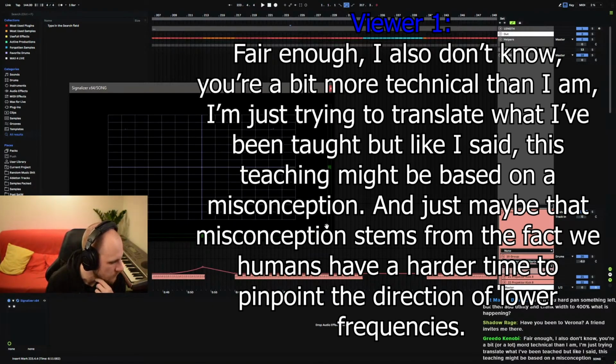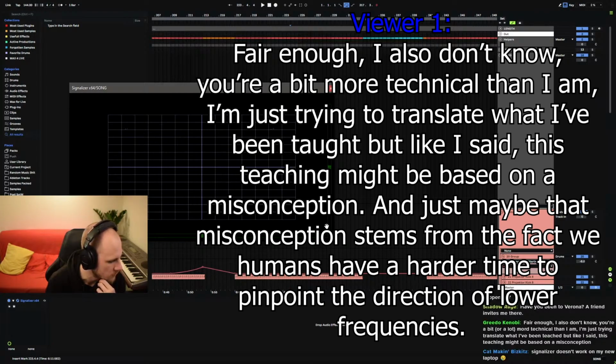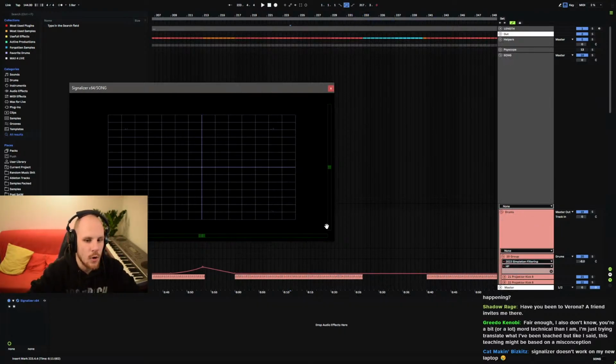Fair enough. I also don't know. You're a bit more technical than I am. I'm just trying to translate what I've been taught, but like I said, this teaching might be based on a misconception, and maybe that misconception stems from the fact we humans have a harder time to pinpoint the direction of lower frequencies. Yeah, I'm not saying that I know.